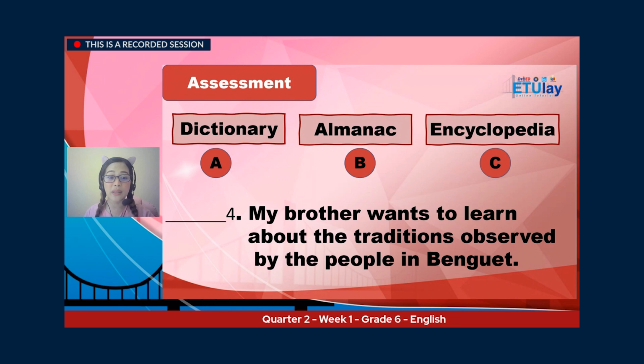Now let's proceed to number 4. My brother wants to learn about the traditions observed by the people in Bengal. Is it A, dictionary, B, almanac, or C, encyclopedia? And the correct answer is letter C, encyclopedia.